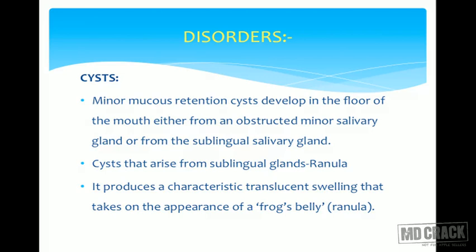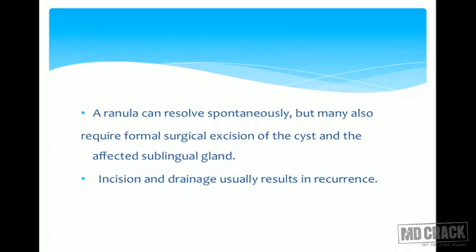It will produce a characteristic translucent swelling that will take an appearance of a frog's belly. Hence it is named as ranula. So you know the frog is called Rana tigrina. A ranula can resolve spontaneously, but many also require formal surgical excision of the cyst and affected sublingual gland.